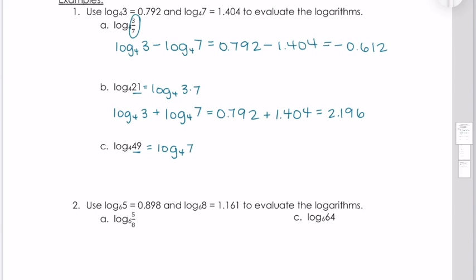All right, this last one, how could I get 49 from 3 or 7? This would be 7 squared, so I'm going to use that power property, bring the power out to the front, so it's 2 log base 4 of 7. This means 2 times log base 4 of 7, which is the value I was given, and that is 2.808.